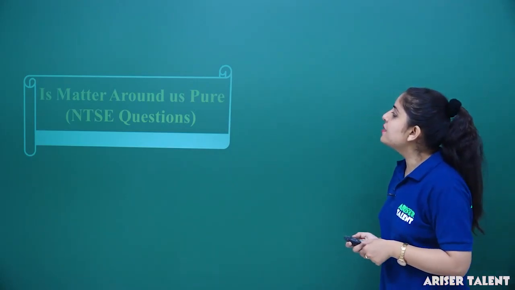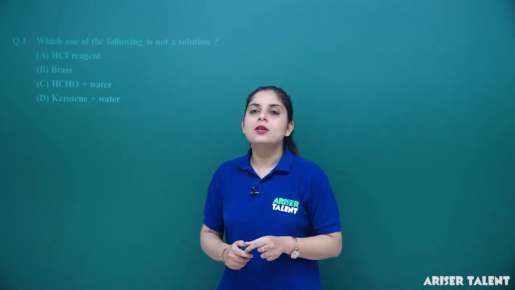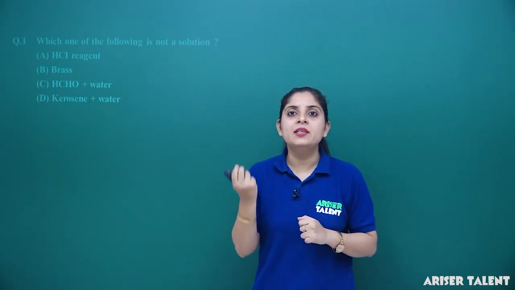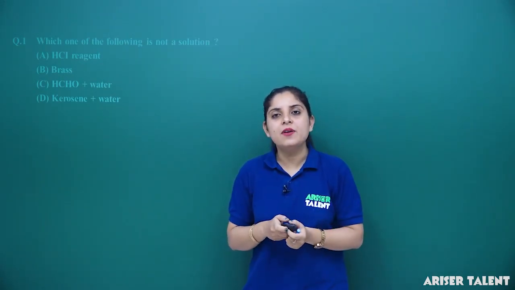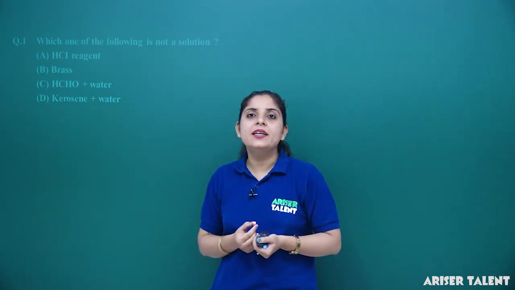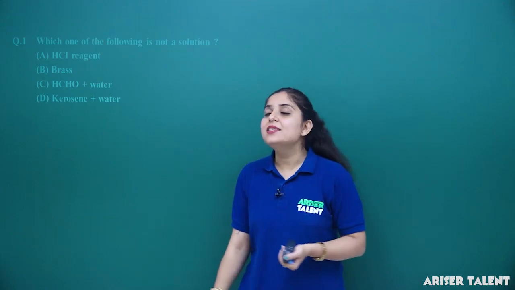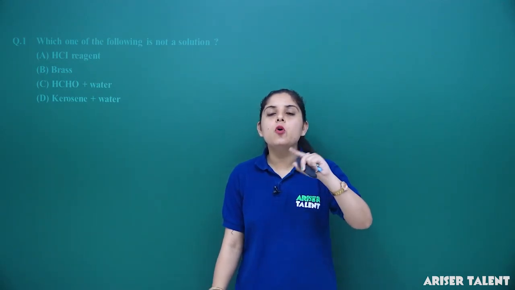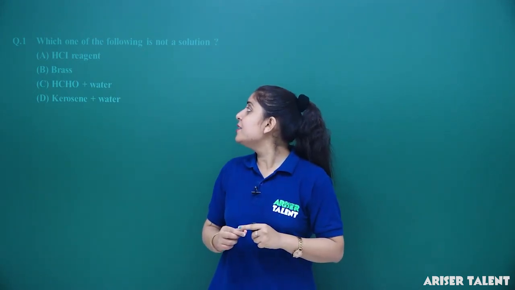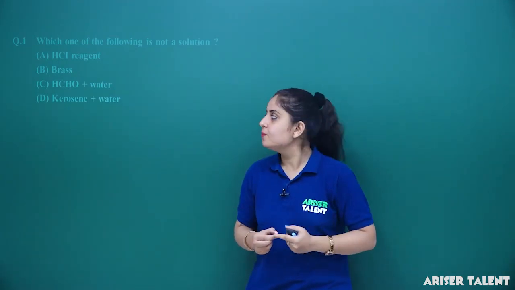Our first question in this sequence is, which one of the following is not a solution? A solution is something in which you have solute plus solvent, and one thing is getting dissolved in another. So if I am talking about the HCl reagent, it is hydrochloric acid dissolved in water, so it is a solution. Brass is an alloy of copper and zinc, so two homogeneous substances are present, so again it is a solution. HCHO plus water: formaldehyde is getting dissolved in water, a type of solution.